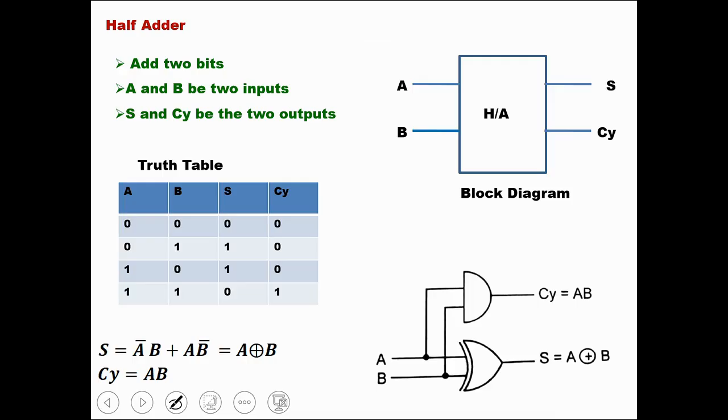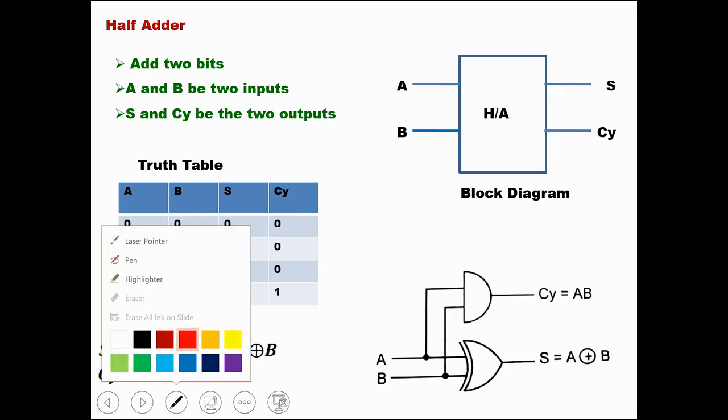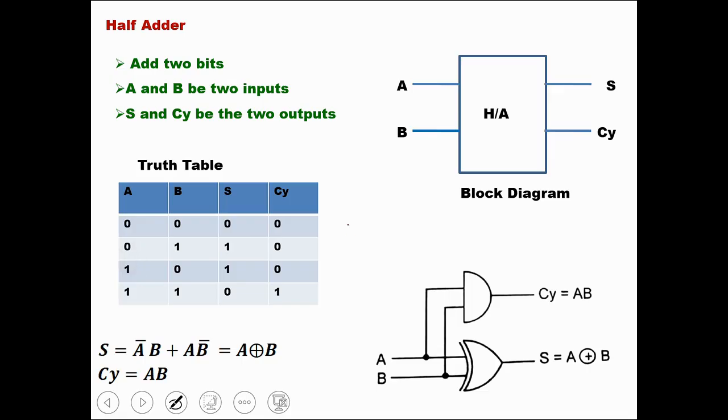So in arithmetic circuits, the two important circuits are adder and subtractor. In the adder, we have two different types. One is half adder, another one is full adder. First we will see about half adder. So half adder means, if you want to add two bits, 0 plus 1 is 1.